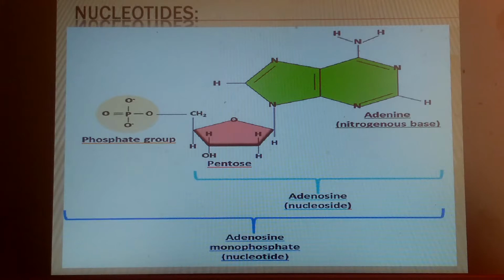When the base is attached to the sugar, the nitrogen of the base is attached to the sugar. So you can observe here, the nitrogen of the base is attached to the sugar carbon. It is an N-glycosidic linkage.